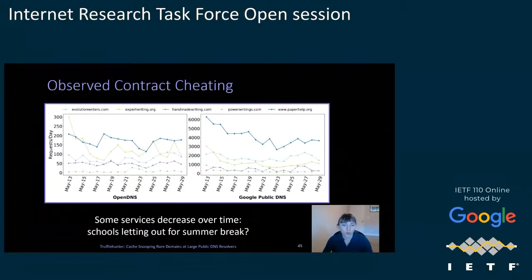So it's of course hard to observe in the wild because students aren't going to just admit that they have done cheating, even on anonymous surveys, which is how a lot of this work has been done in the past. So we had Trufflehunter look for it, and we observed that yes, you see a lot of requests per day to these contract cheating websites. Now, of course, a request made for the website doesn't necessarily mean that a student bought anything, but it's still an interesting number to observe. We saw that some of these services, which we measured over the last couple weeks of May, were decreasing over time, which we thought was interesting and might indicate that schools are letting out for summer break, so demand for cheating is going down.